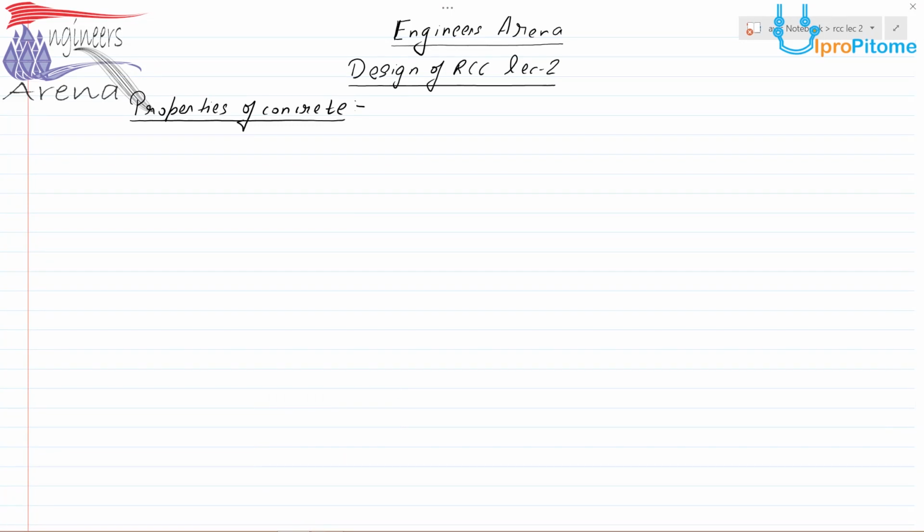This is design of RCC, lecture number 2, properties of concrete. In last class we studied one of the properties of concrete, and that is EC, the short term elastic modulus of concrete. And in this lecture we will study the different moduli of elasticity of concrete.